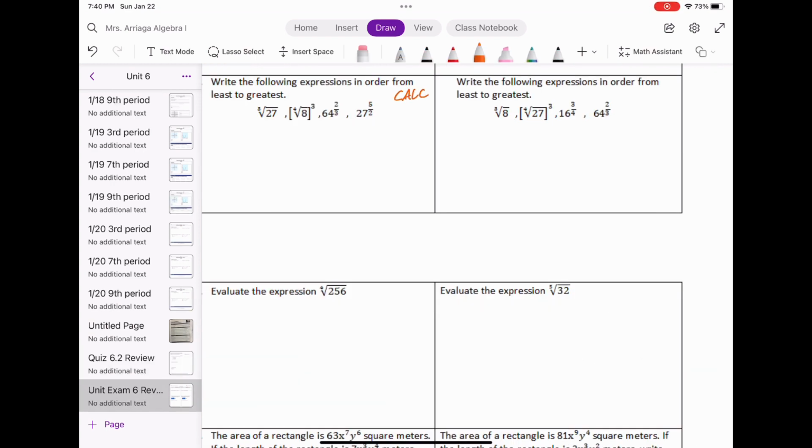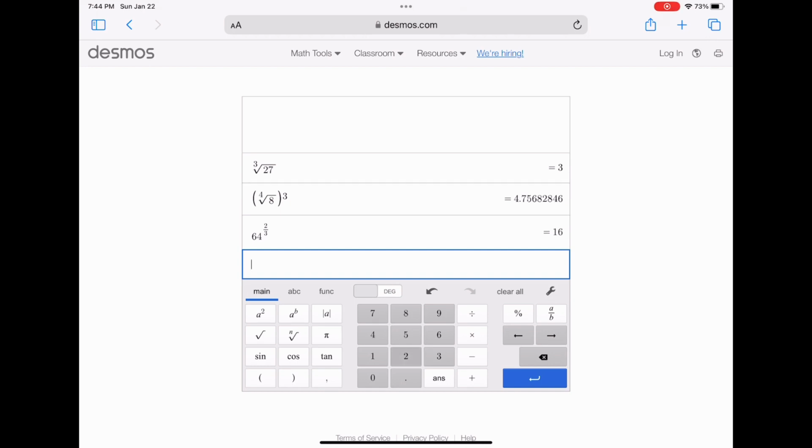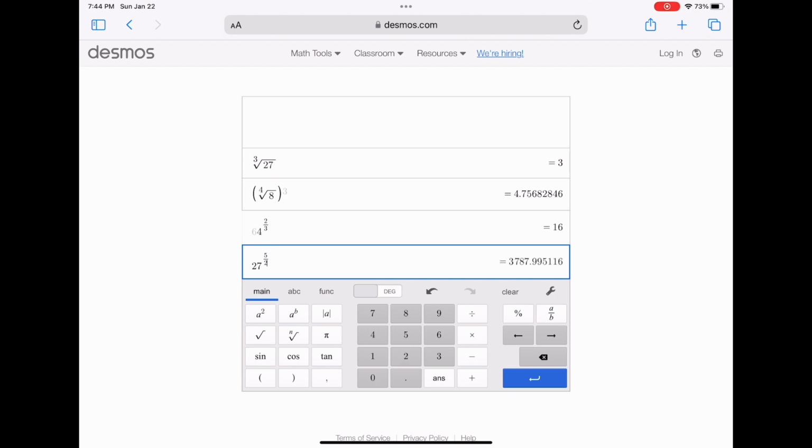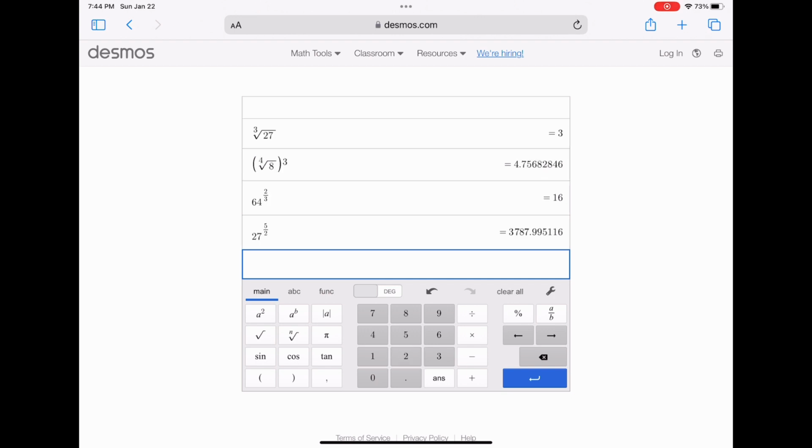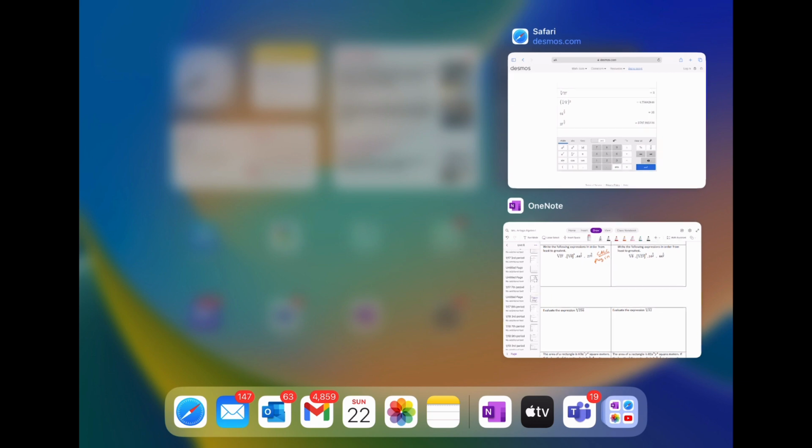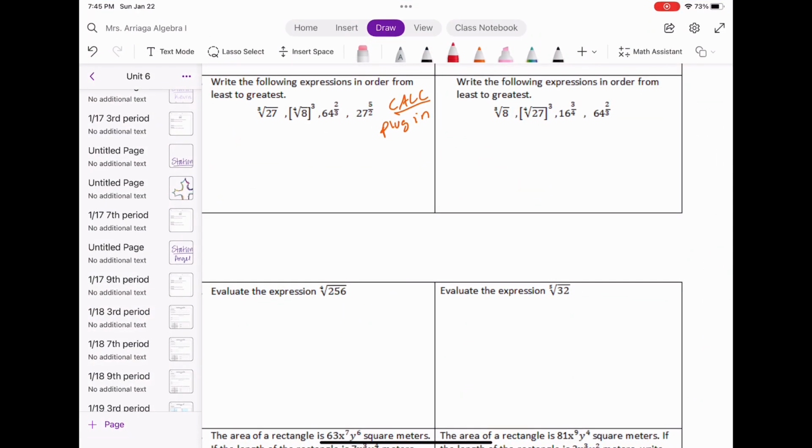For number 4, I suggest if they allow you to use a calculator, to just use a calculator and plug in the numbers. I use a calculator in Desmos and I plugged in all the numbers. So as you can see, the first one gives me 3, the second one gives me 4.75, 16, and then a big number. So I know that that one is going to be the last one, right? Because we want to go from least to greatest.